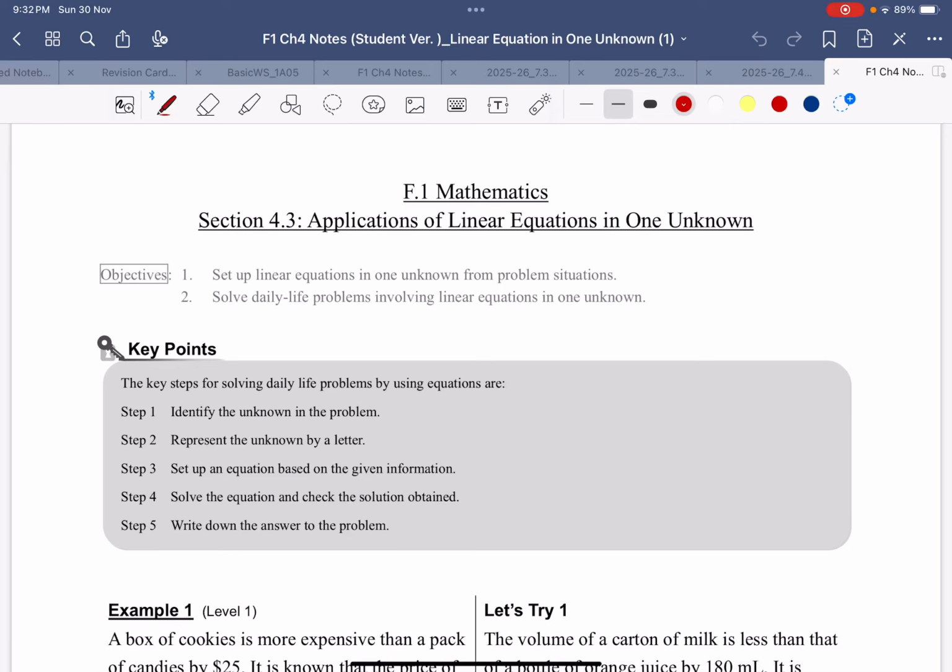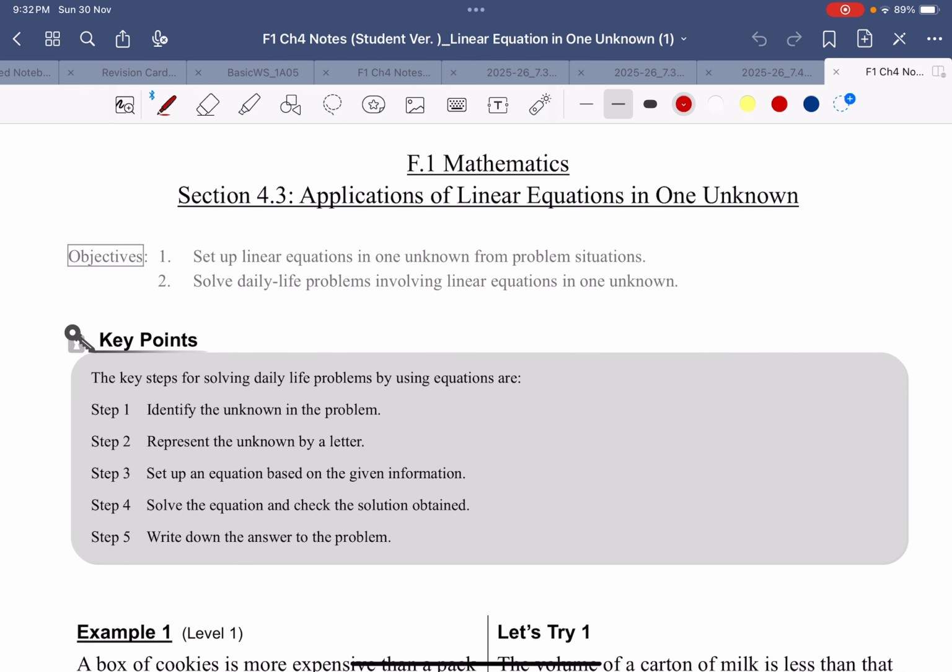Hello everybody. Now we go to section 4.3, applications of linear equations in one unknown. We deal with some practical problems, daily life situations. And the steps for solving daily life problems involve the following. Step 1, you need to identify the unknown in the problem.